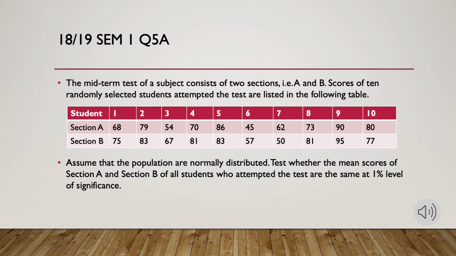The question is, the midterm test of a subject consists of two sections, Section A and Section B. Scores of 10 randomly selected students who attempt the test are listed in the following table. Assume that the population is normally distributed. Test whether the mean scores of Section A and Section B of all students who attempt the test are the same at 1% level of significance.